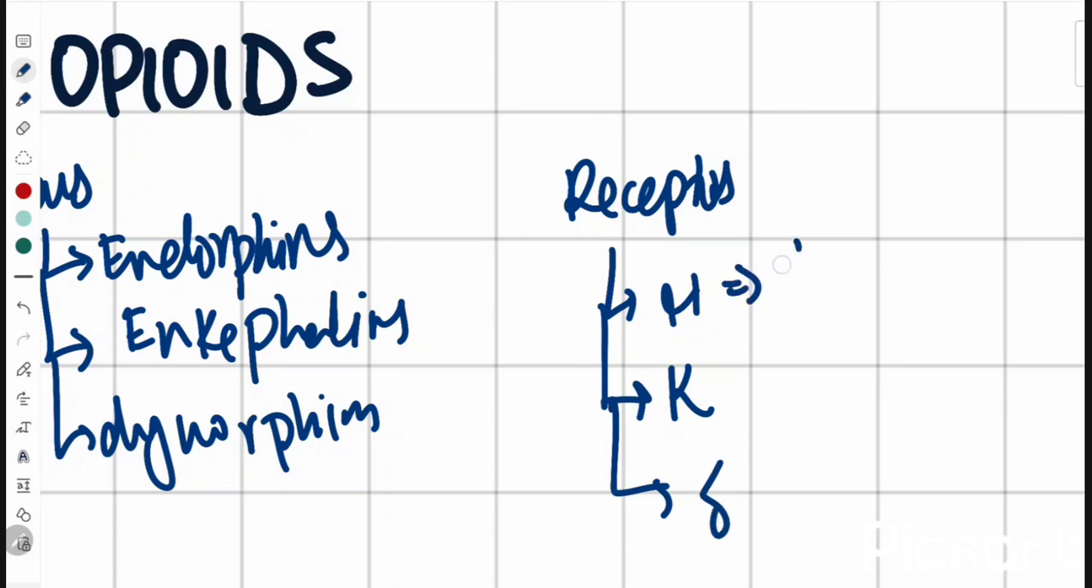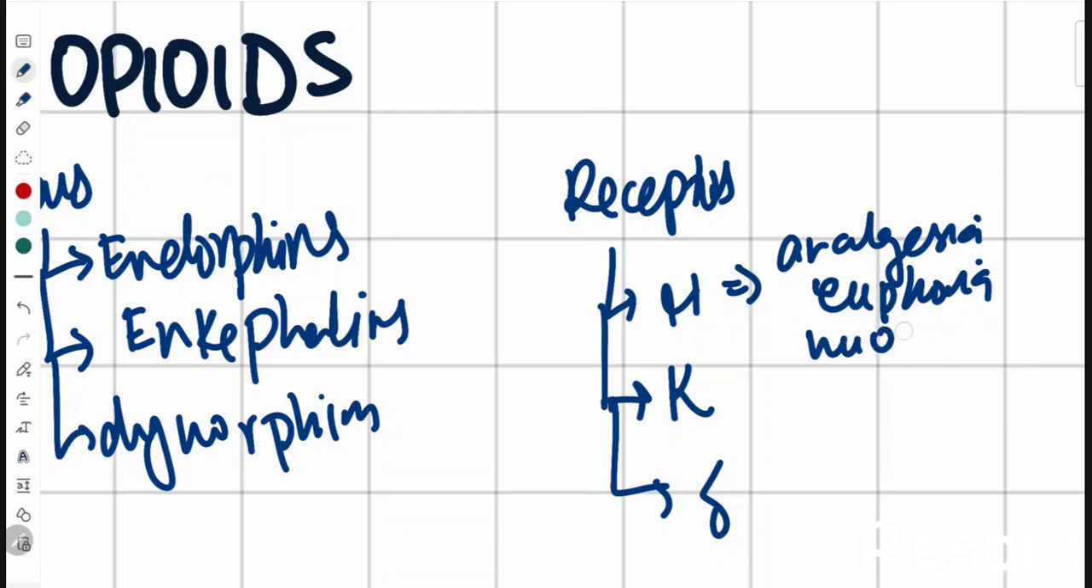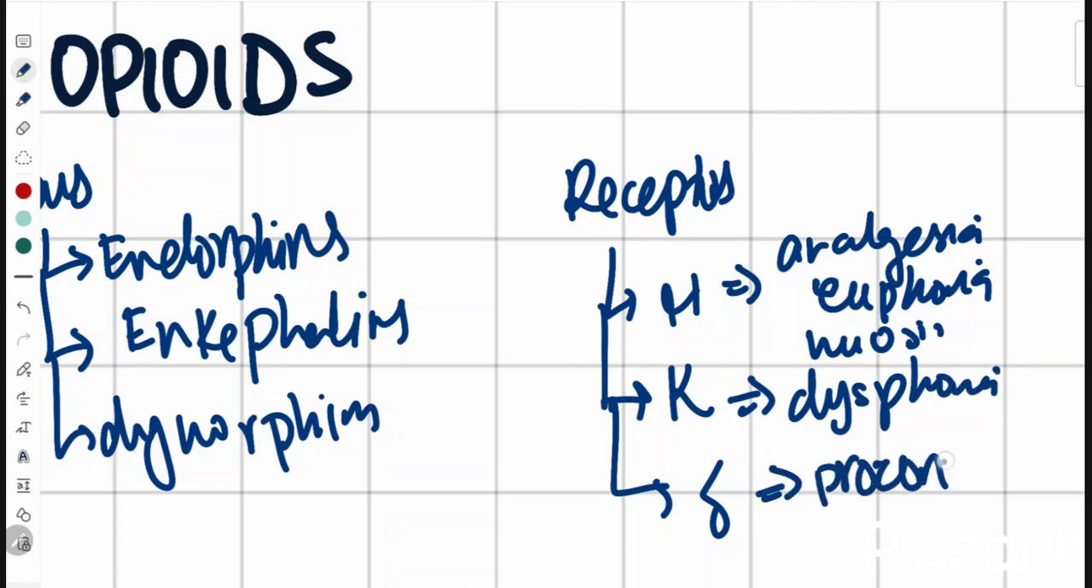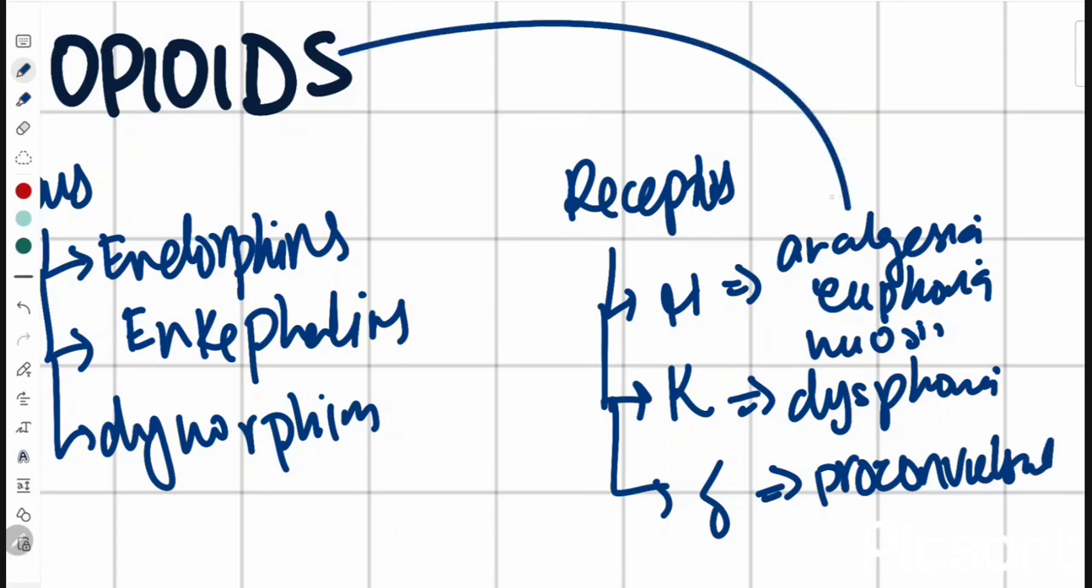Mu receptors are mostly for analgesia, euphoria and miosis and respiratory depression. Kappa is for dysphoria and delta is pro-convulsant. So opioids work on mu receptors.